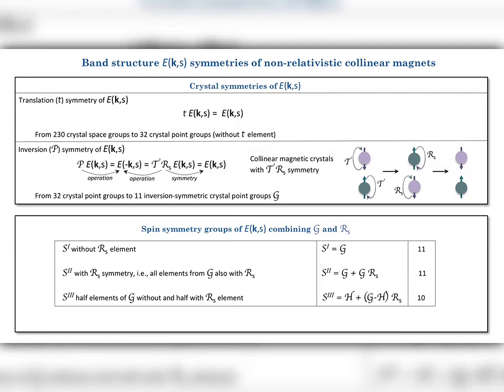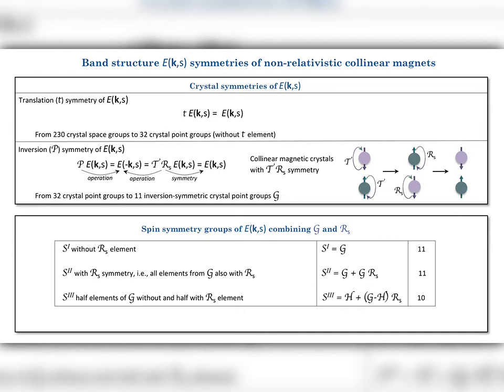Now, the only third possibility, a distinct possibility how to construct a spin group, is by halving the crystallographic group into two parts. The first half is going to be without the spin rotation operation, and the second half will be combined with the spin rotation. So this is the third possibility here, and when we count all different spin groups constructed with this mathematical prescription, we will see that there is 10 of them.